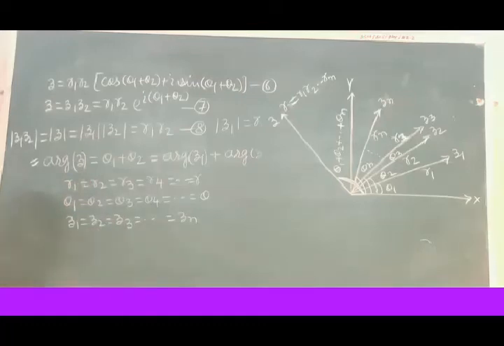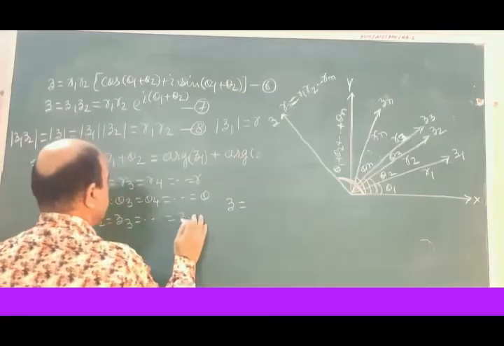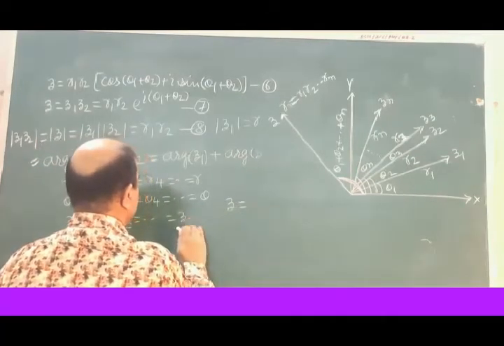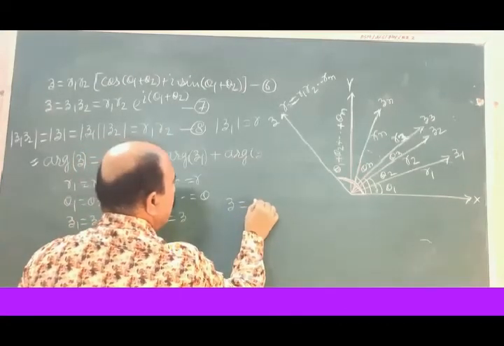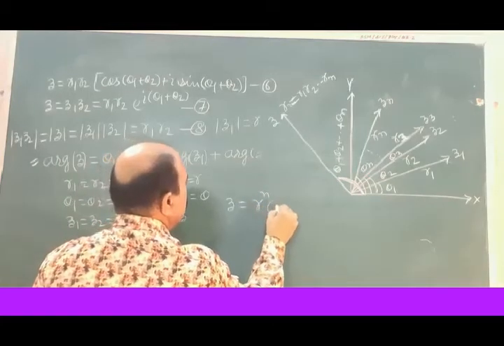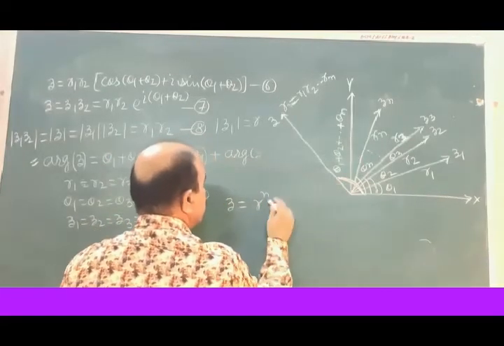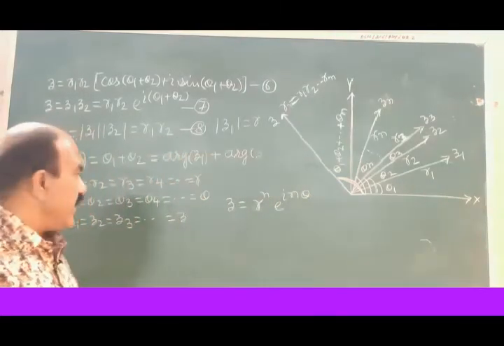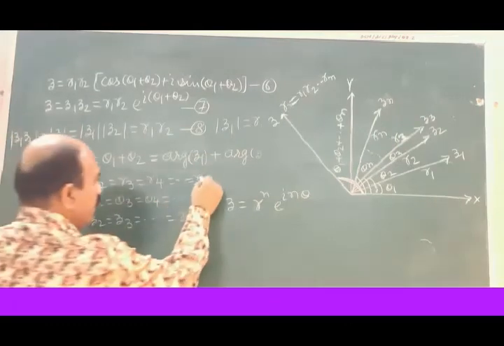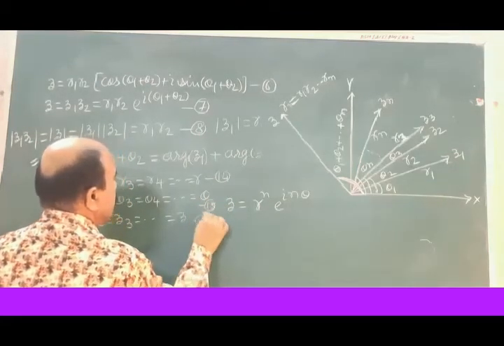If we put this in equation 11, see equation 11, you will have Z is equal to R to the power n into, let me put this as, e to the power i n theta. Let me call these equations 14, 15, 16.